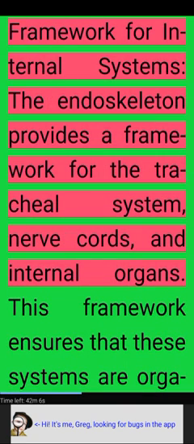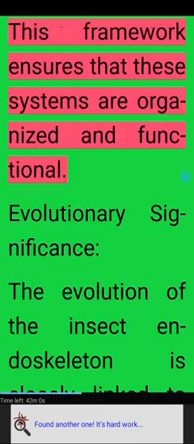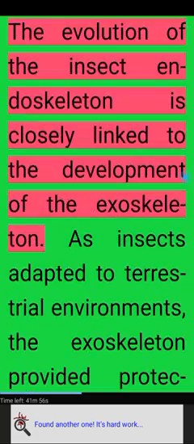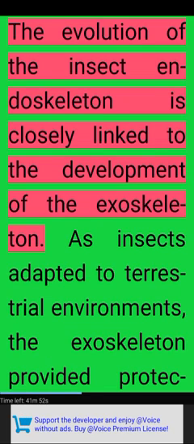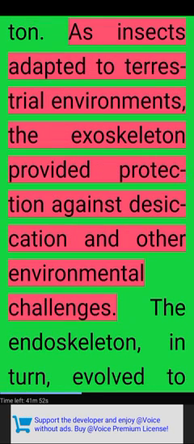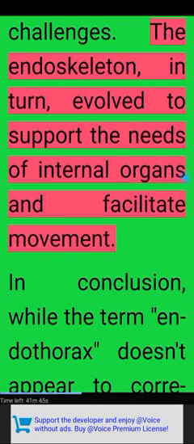Framework for internal systems. The endoskeleton provides a framework for the tracheal system, nerve cords, and internal organs. This framework ensures that these systems are organized and functional. Evolutionary significance. The evolution of the insect endoskeleton is closely linked to the development of the exoskeleton. As insects adapted to terrestrial environments, the exoskeleton provided protection against desiccation and other environmental challenges. The endoskeleton, in turn, evolved to support the needs of internal organs and facilitate movement.